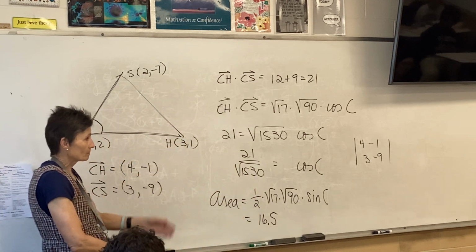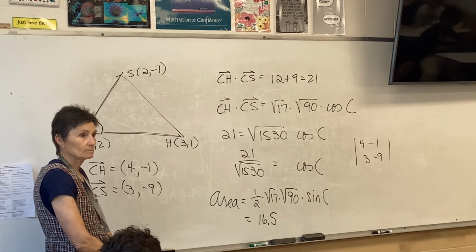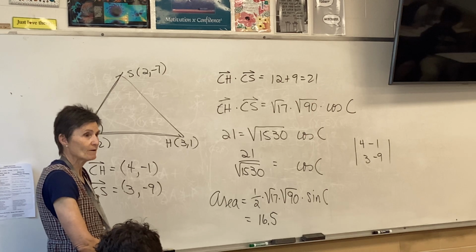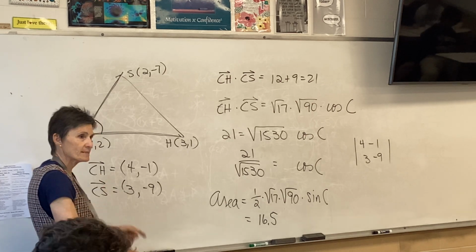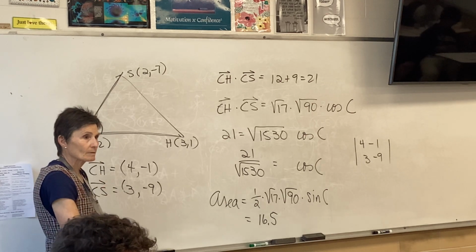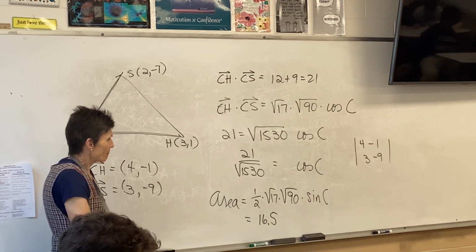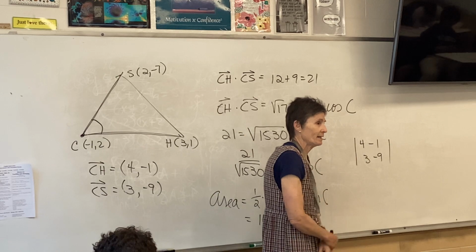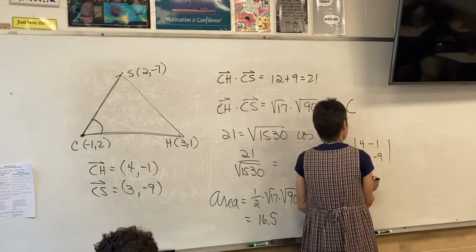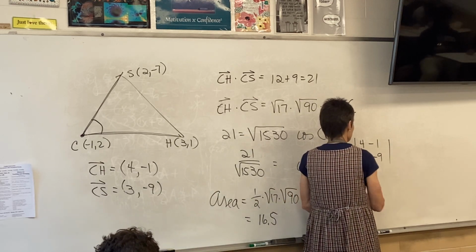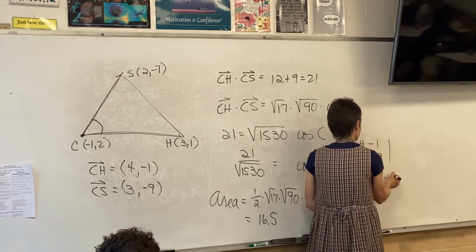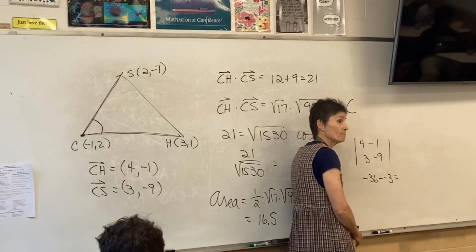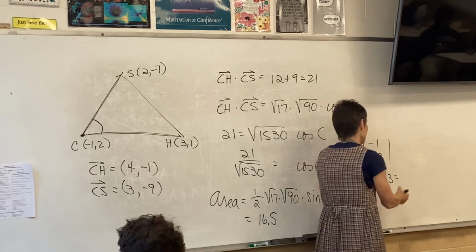I only did 2 vectors instead of the 3. I don't have 3 vectors. What are you talking about? I have 2 vectors. I have CH and CS. Okay. Now I want you to evaluate that determinant. So negative 36 minus negative 3 gives me negative 33.